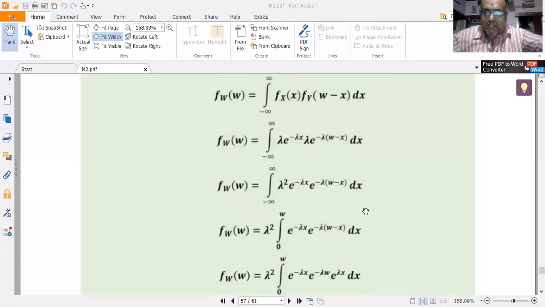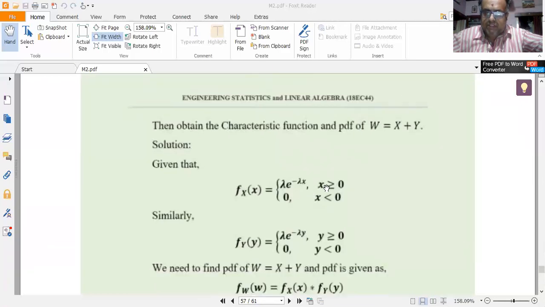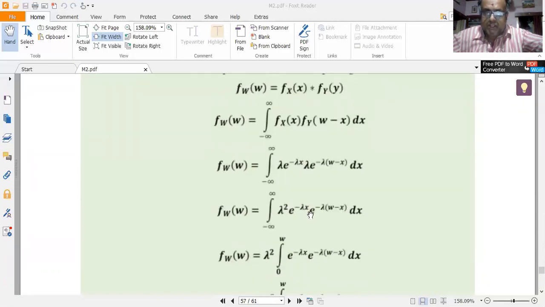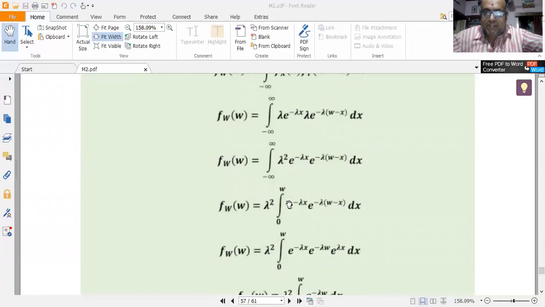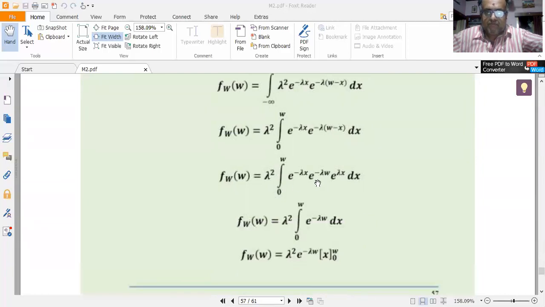Okay, but strictly speaking, the integral limits reduce to lambda squared into integral 0 to w, because this fx of x exists only for x greater than or equal to 0. It doesn't exist for x less than 0. So due to which the integral limits from minus infinity to plus infinity reduce to integral 0 to w. So this becomes lambda squared integral 0 to w e to the power of minus lambda x into e to the power of minus lambda into w minus x dx. Or, splitting this exponential, I get lambda squared into integral 0 to w e to the power of minus lambda x, e to the power of minus lambda w into e to the power of lambda x dx.